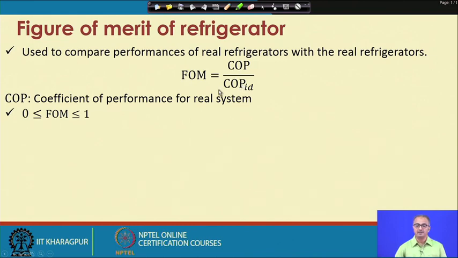If we compare these, we get the value of FOM, and FOM is similar to, not the same as, the efficiency. So we find that FOM will always be between 0 and 1, and it cannot go beyond 1, unlike COP. So 0 means it is no good, and FOM equal to 1 means it is the ideal cycle. That is how we compare the various types of liquefaction and refrigeration systems in terms of COP and FOM.